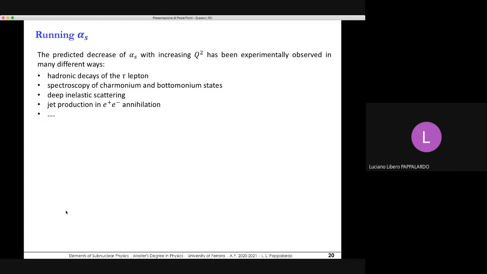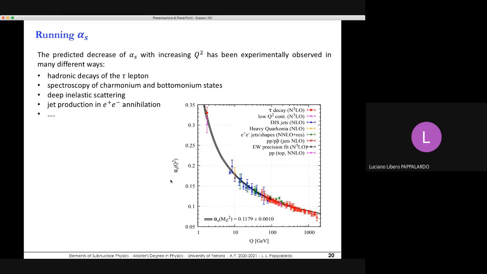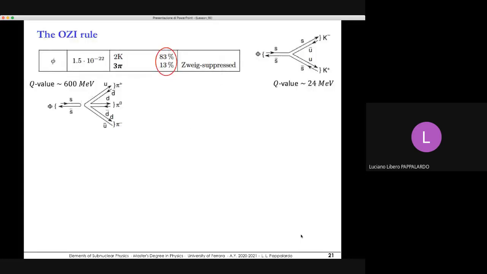Okay, and this plot gives you now a feeling of the variation of alpha strong with respect to Q square. Okay. So the line, of course, is the QCD prediction based on the renormalization formula, and the points are experimental data taken considering very different processes, and also including corrections of next to leading order, next to next, etc. So we see a clear logarithmic decrease of alpha strong with increasing Q. Okay, any questions?